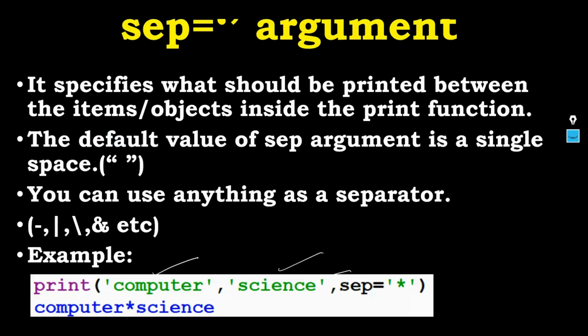If we have not given any argument for sep, the default value of the sep argument is a single space. You can use anything as a separator, like hyphen, backslash, asterisk, and so on.